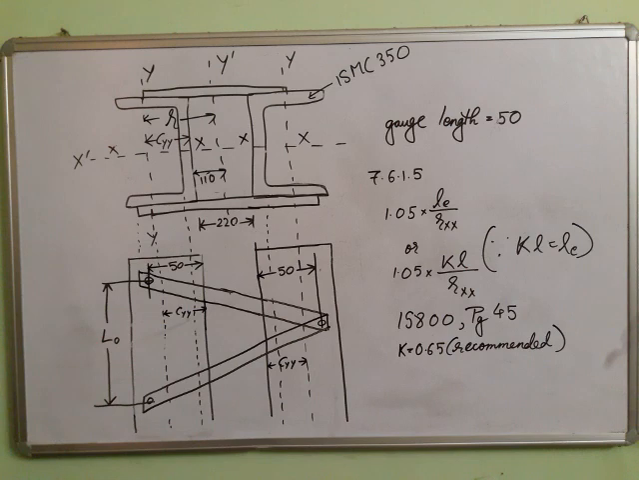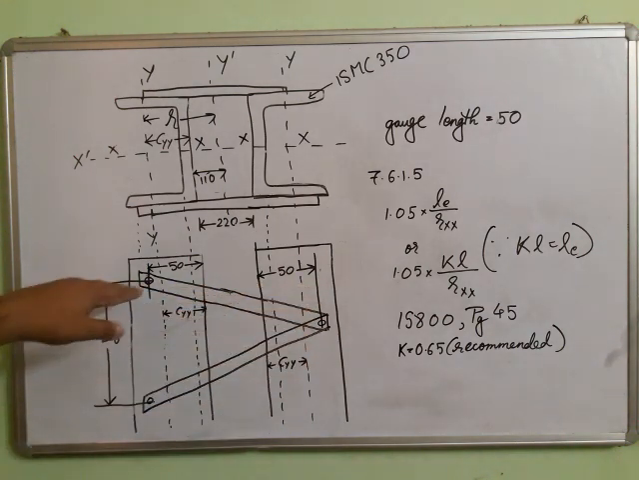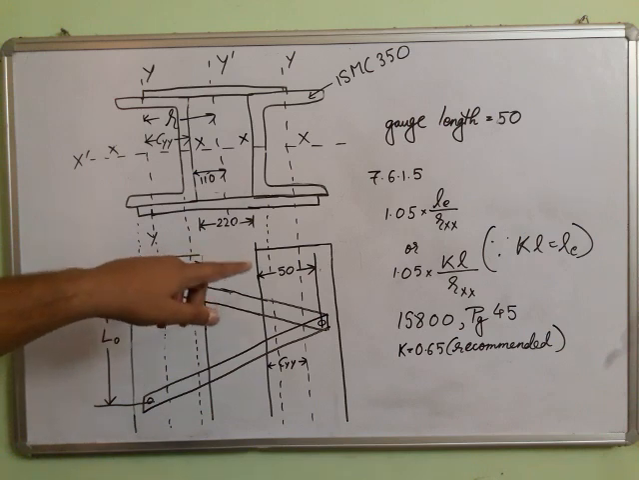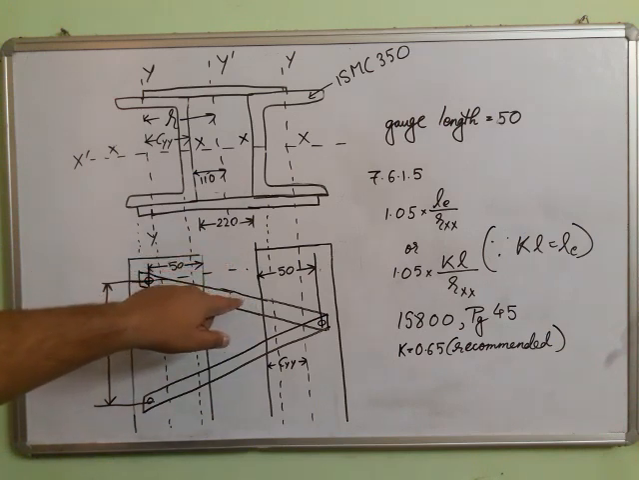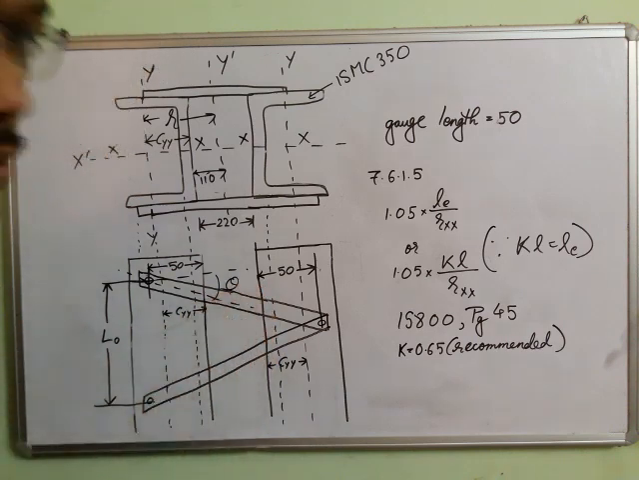Now you have seen that these things are inclined, isn't it? They are inclined, so obviously they will have an angle of inclination. Suppose this is the horizontal line, and this lacing is inclined with respect to the horizontal, so there is an angle theta. How much shall we take the value of theta? It is also there in the IS code.